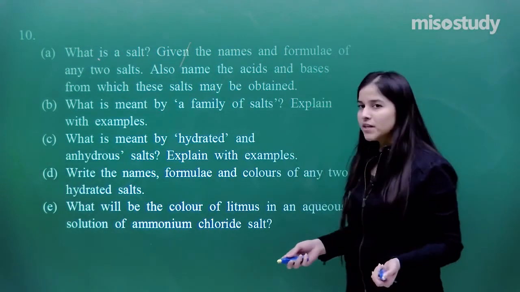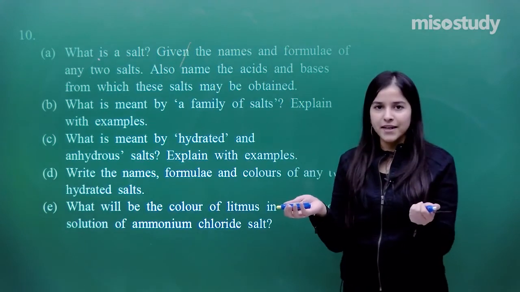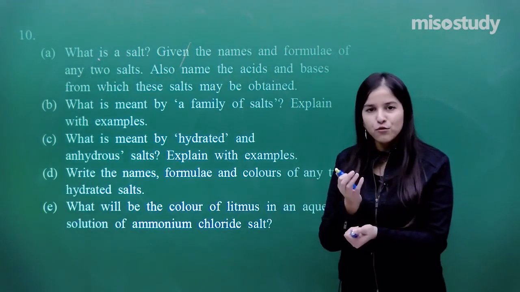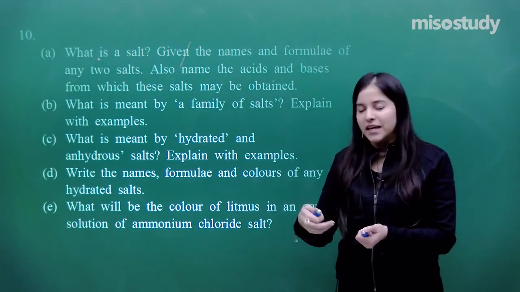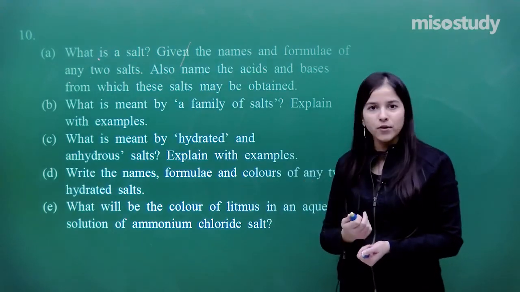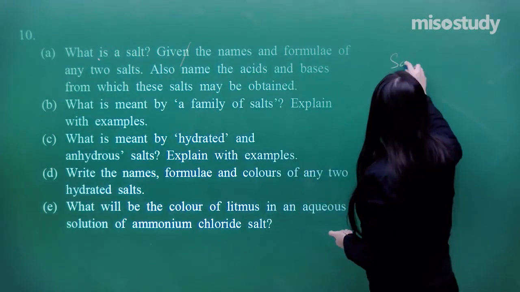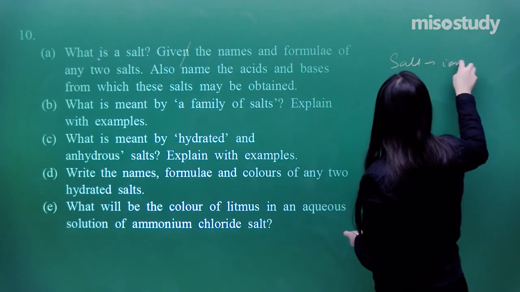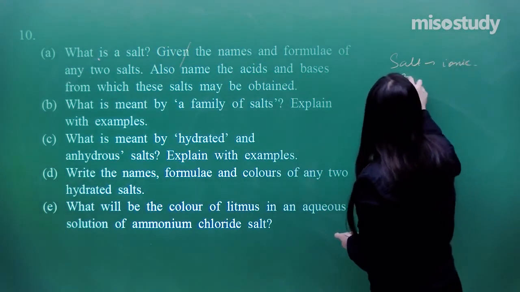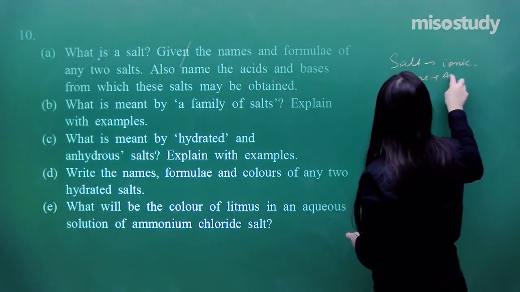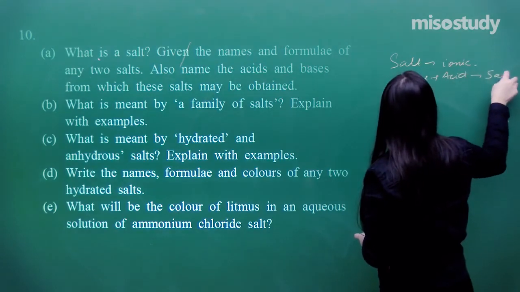Okay, so what is a salt? Whenever a base combines with an acid in a neutralization reaction, giving a neutral product, it is known as a salt. Yes, so a salt is ionic. First of all, it's an ionic compound. Whenever base plus acid get combined, we get a salt. Yes, okay.